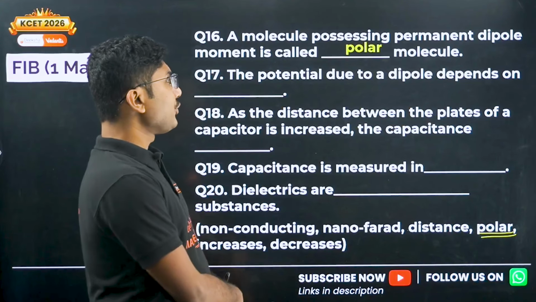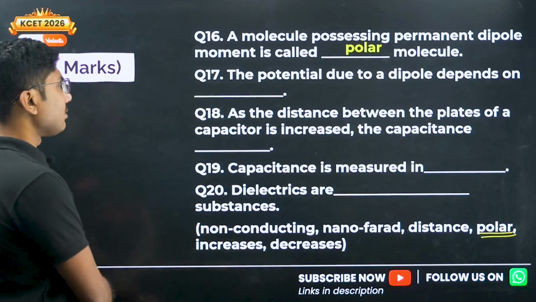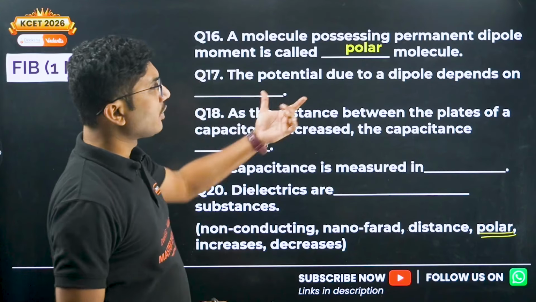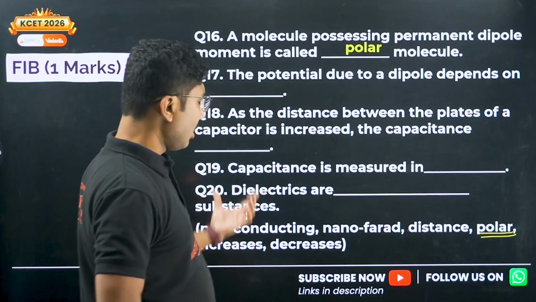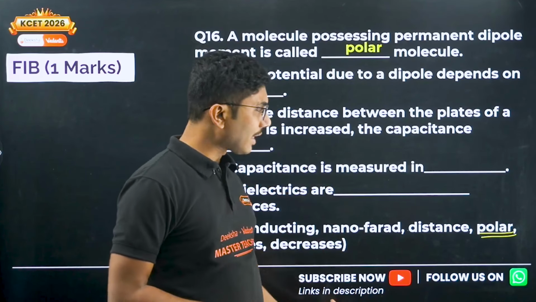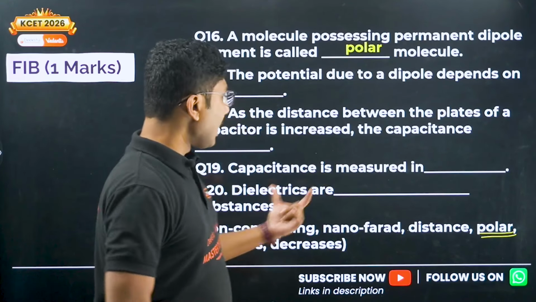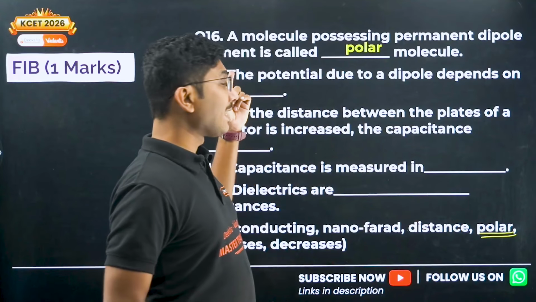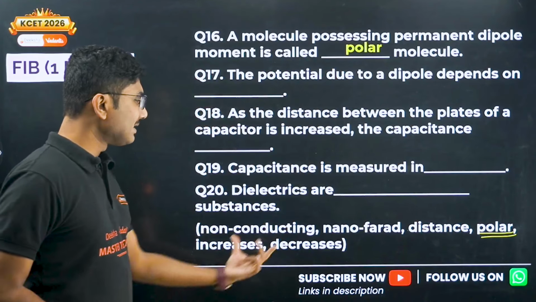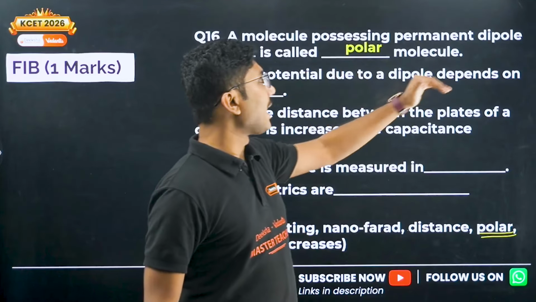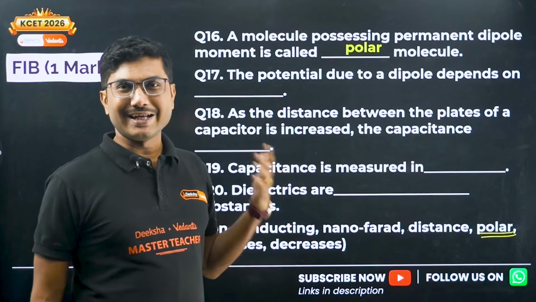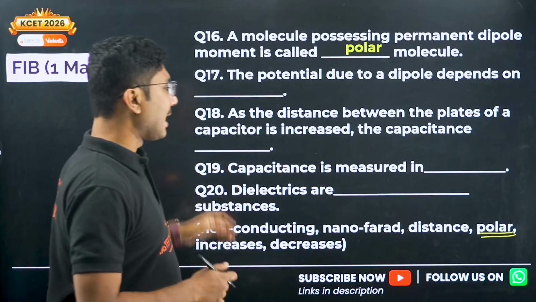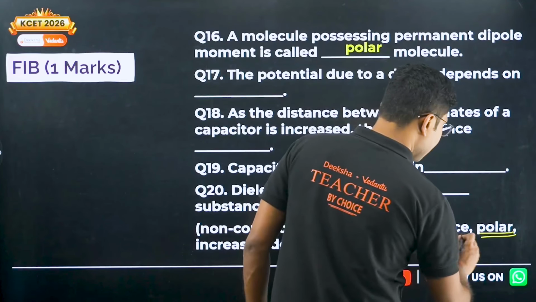Next, the potential due to a dipole depends on dash. So potential due to a dipole can depend on many things. Let's see the options. Non-conducting, not making any sense. Nanofarad, not making any sense. Distance could be an answer. Increases, decreases, also not making any sense language wise. So that means the correct answer for this will be distance.